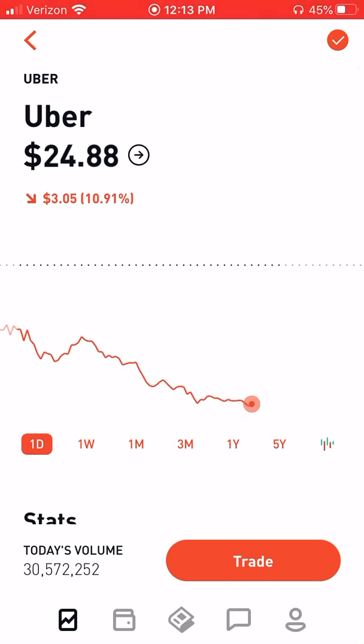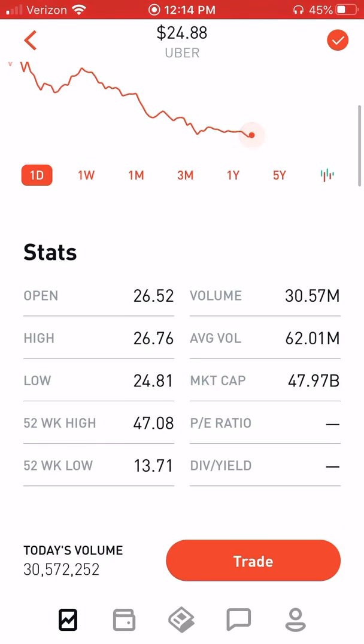Now, one trick to get stocks cheaper than what they're currently at for the market, if you look here, you'll see open, high, and low. So that's for today. This means that during the course of the day, the low price for Uber stock was 24.81 and the high was 26.76. So if this morning I had set a limit order at 24.81, it would have executed during the day when it reached its lowest point. Of course, I wouldn't have known what that low was going to be.